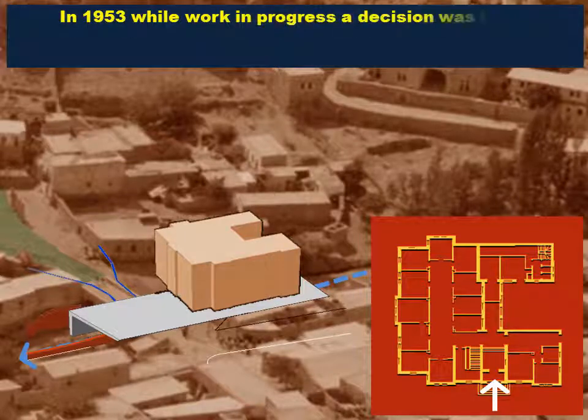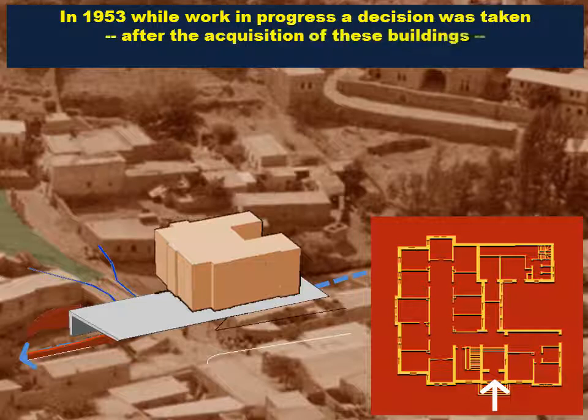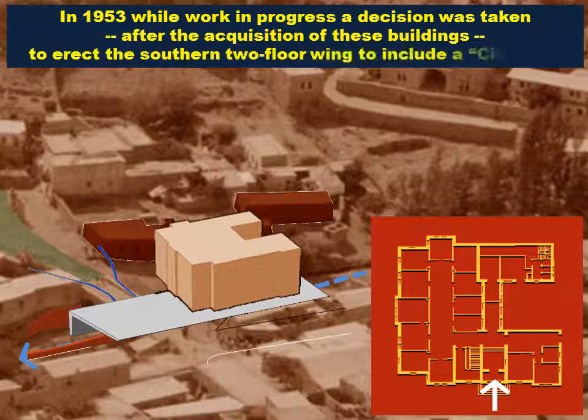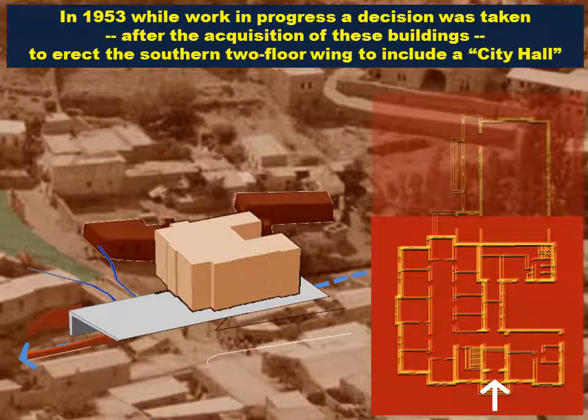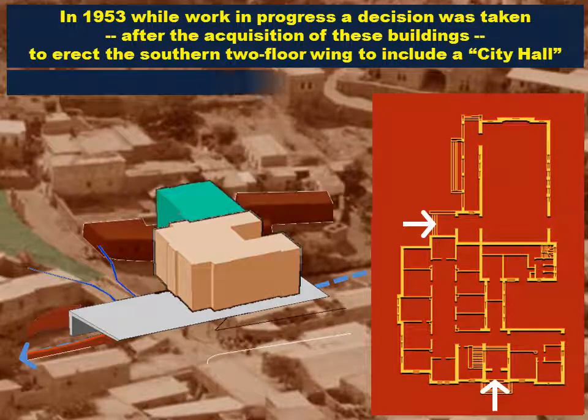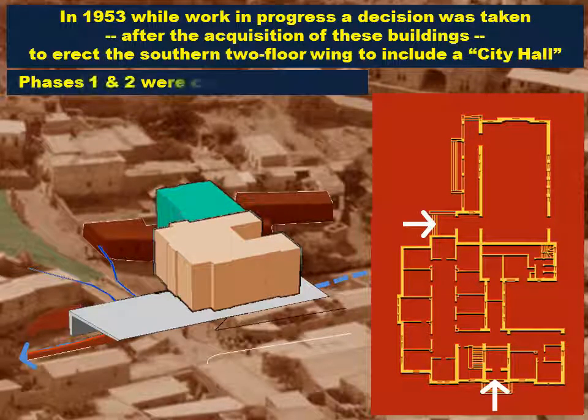1953, while work in progress, a decision was taken, after the acquisition of these buildings, to erect the southern two-floor wing to include a city hall. Phases 1 and 2 were completed in 1955.